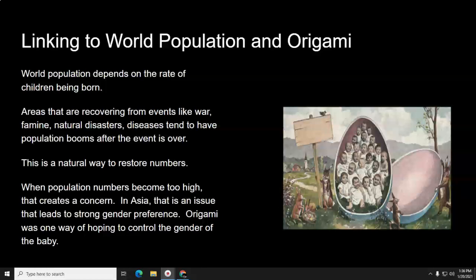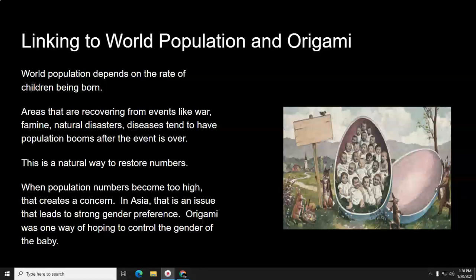That's instinctive, because whenever a lot of people die, then you have a subsequent growth in population to kind of balance that out, to make sure that you still have enough people. Animals do this too. It's that natural way to restore numbers to ensure your species goes on. But when population numbers become too high, that creates a concern. In our modern society, population numbers can become high because we have modern medicine.